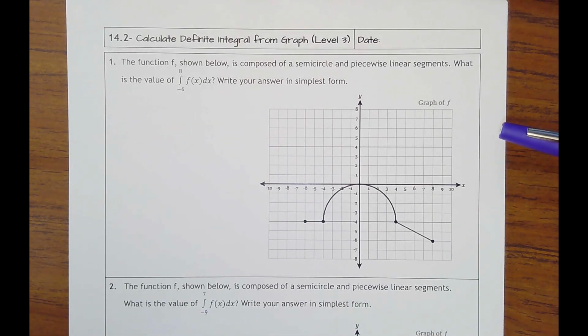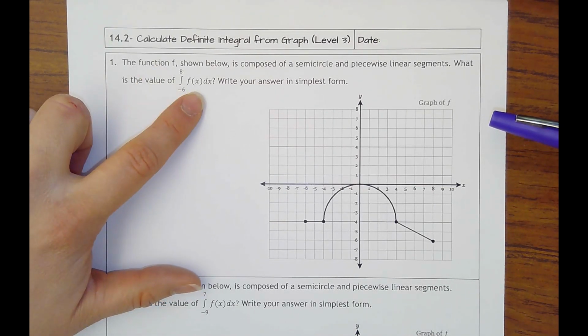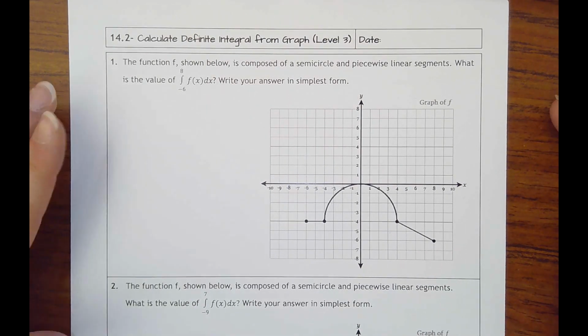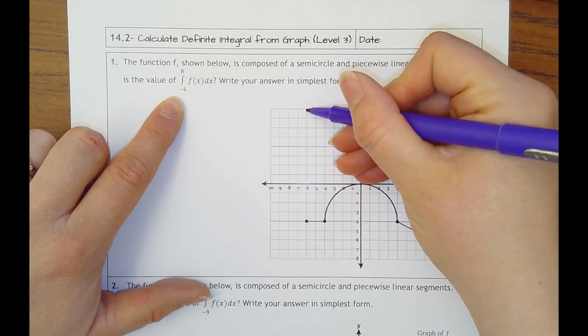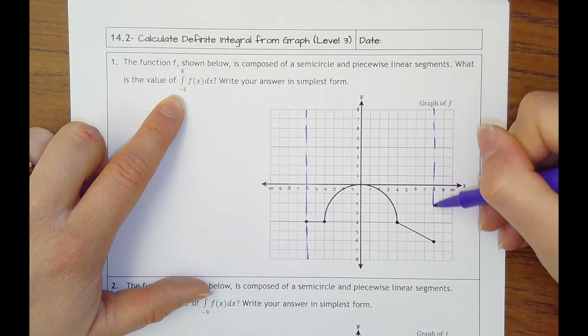So number 1 says the function f shown below is composed of a semicircle and piecewise linear segments. What is the value of the integral from -6 to 8 of f of x dx? Write your answer in simplest form. So that means it's going to want fractions, not rounding decimals. So we're going from -6 to 8, so basically the whole thing.